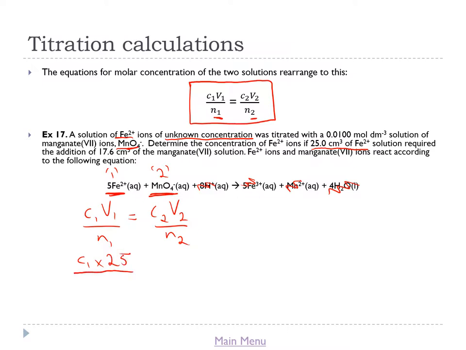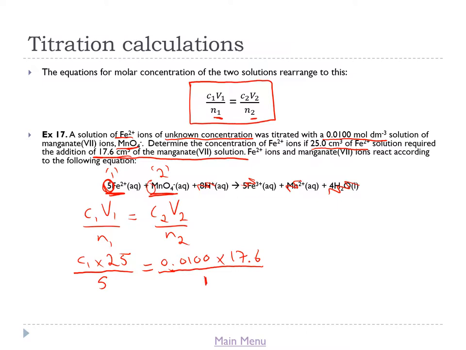And N1 is the number of those in the equation. So there are 5 Fe2+ in the equation, so we're going to divide that by 5, equals C2. So C2 is the concentration of MnO4, so it says in the question that the MnO4 had a concentration of 0.0100 moles per decimeter cubed, so we're going to say 0.0100 times the volume. Now the volume 2 of manganate is our titration amount, which is written here. It says 17.6 centimeters cubed of the manganate solution, so we're going to do that times 17.6, and we're going to divide that by the number of manganate ions in the equation, which is, well, there's no number there, so that's a 1.